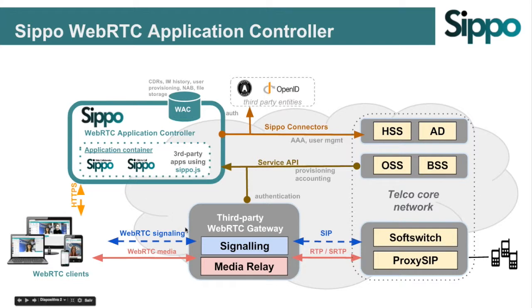As you can see here, we always need a third-party WebRTC gateway vendor, which is the element that is going to deal with real-time traffic. So the WAC is not working with signaling or media here.